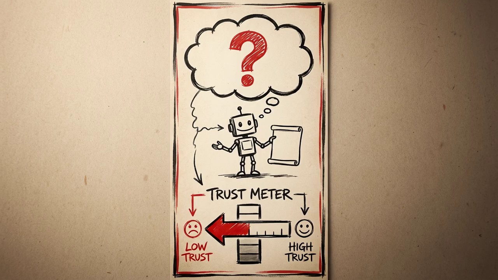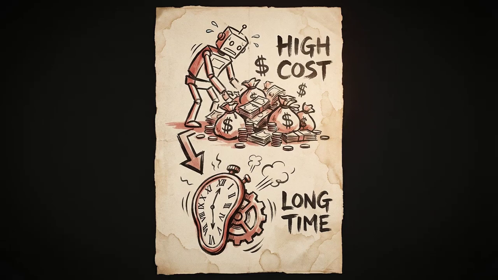When an LLM gives an answer, it doesn't usually tell you where it got that information. This makes it hard to verify or trust the output. Constantly retraining an LLM to update its knowledge or add new information is incredibly expensive and time-consuming. It's simply not practical for dynamic data.